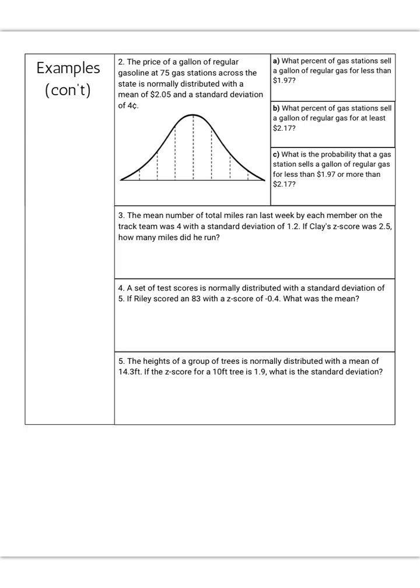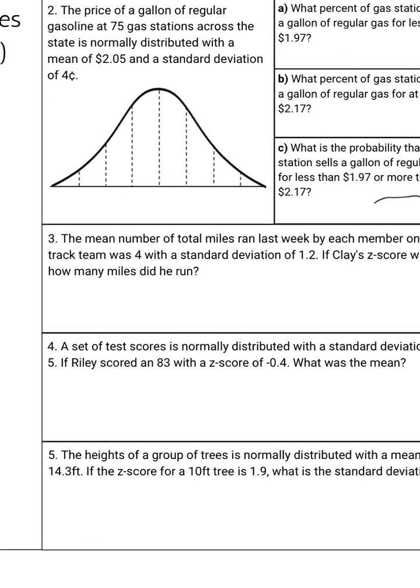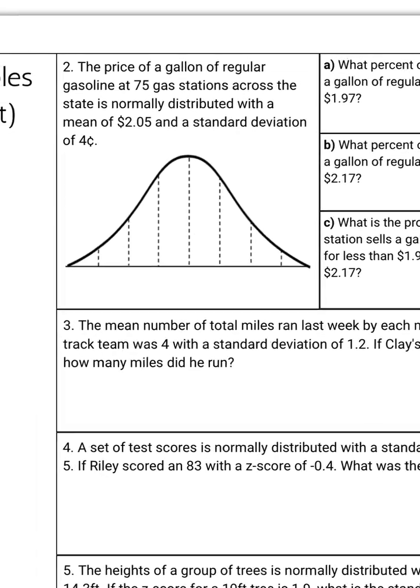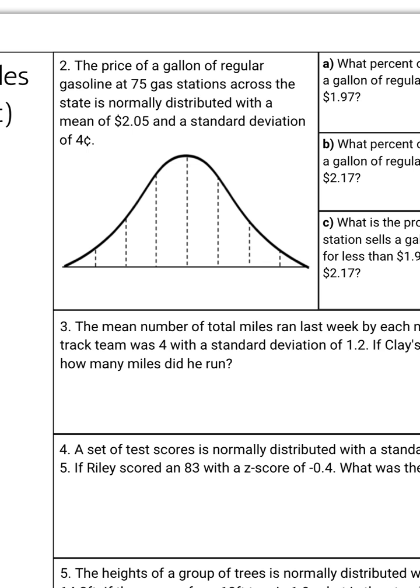Let's look at a couple more examples real quick. We have the price of a gallon of regular gasoline across the state is normally distributed with a mean of 2.05 and a standard deviation of 0.04. So 2.05, that's going to mean this is 2.09, 2.13, 2.17, and then 2.01, 1.97, and 1.93.